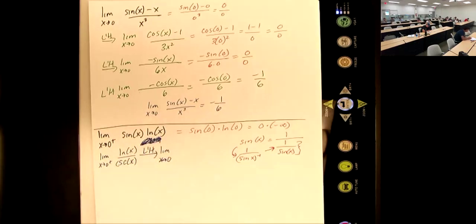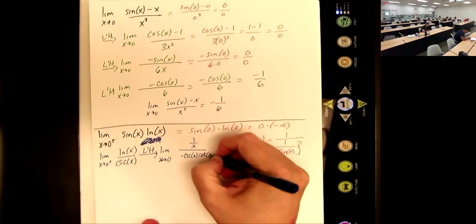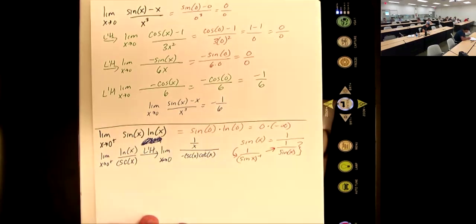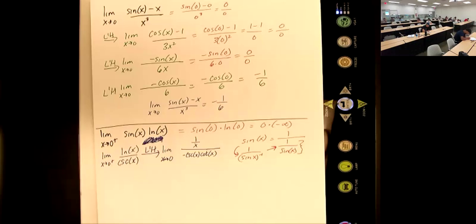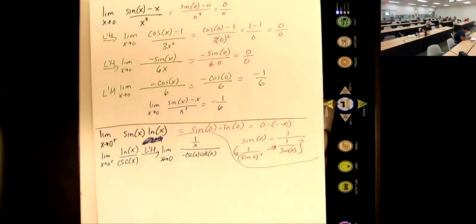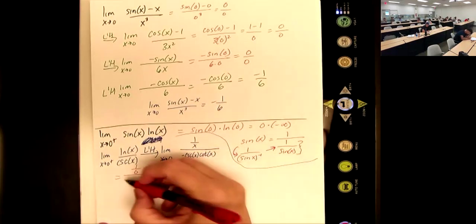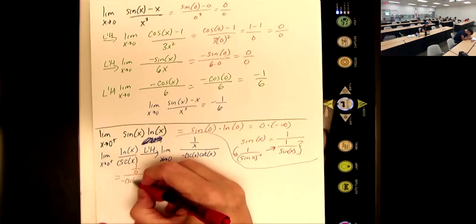What's the derivative of the natural log of x? Top is 1/x. What about cosecant x? With a negative. I don't know if you said the negative, but I heard you say cosecant cotangent. Good. Alright, so we've got 1/0 here, and we've got negative cosecant 0, cotangent 0.